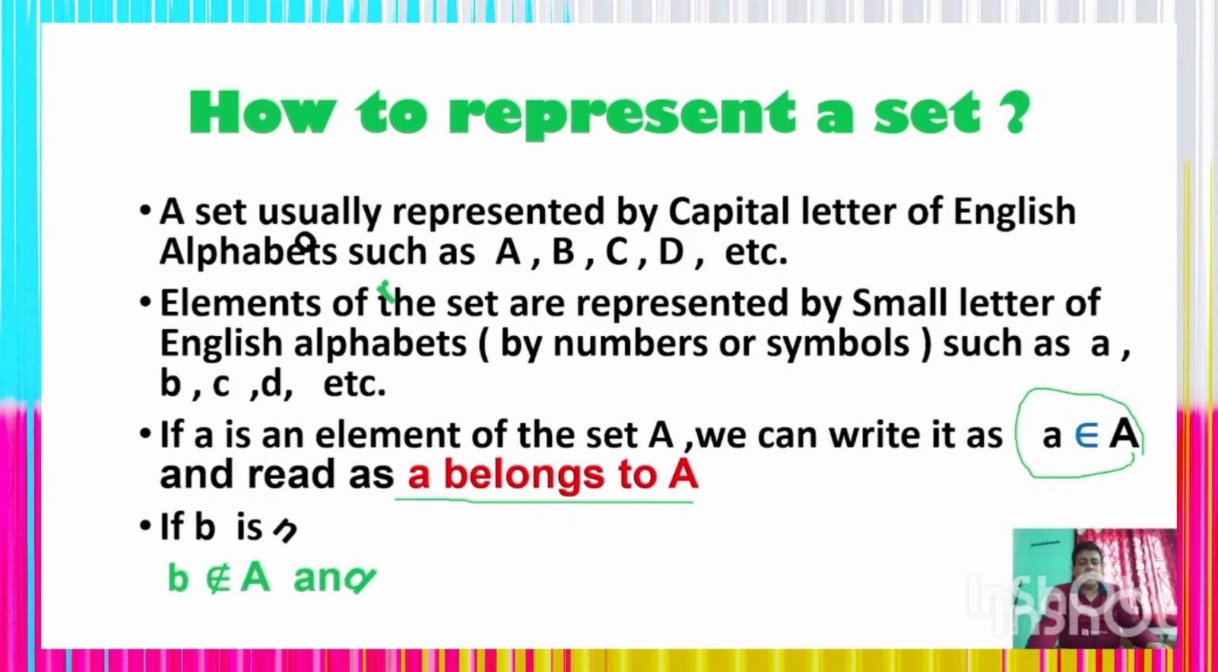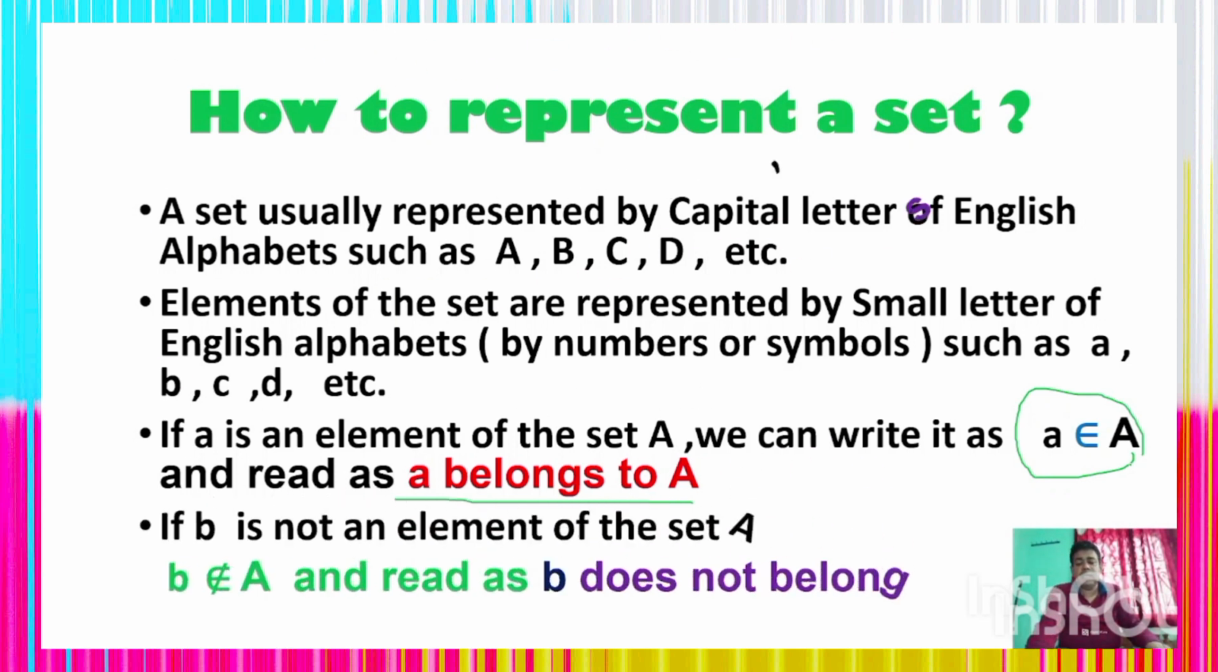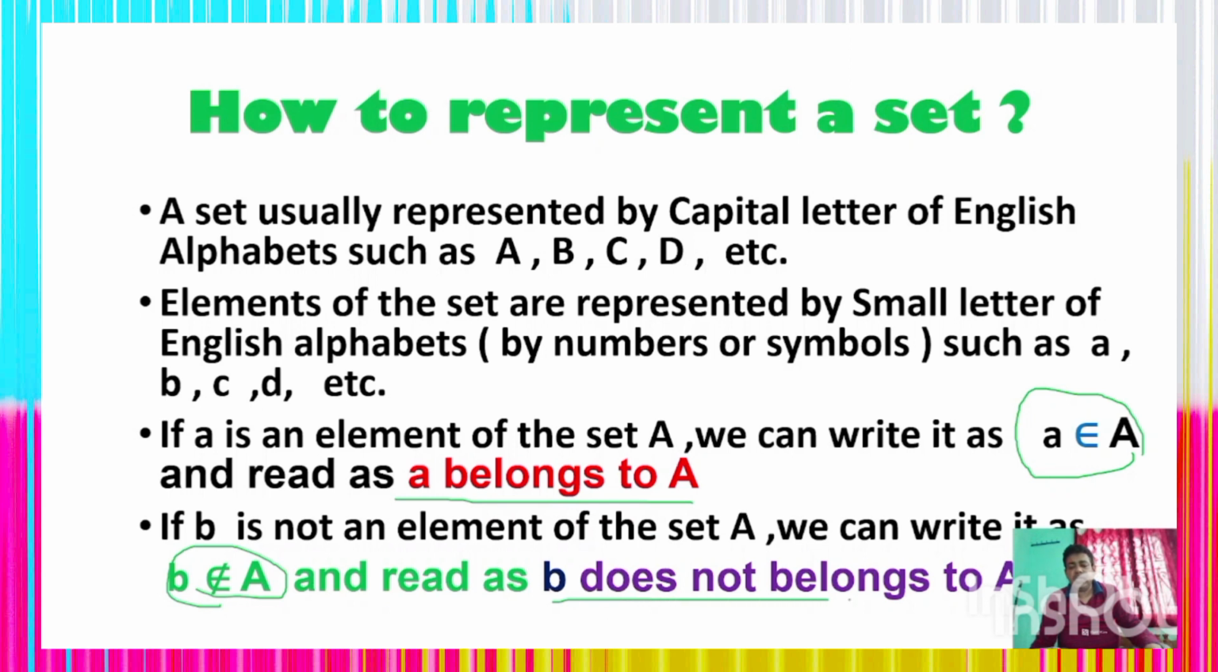Understand? Similarly, if b is not an element of the set A, how can we write? b does not belong to A. We say b does not belong to A. This is the set notation: if an element belongs to the set A, you can write it using the notation belongs to, and does not belong to. Okay?